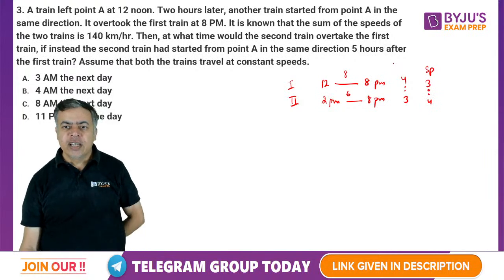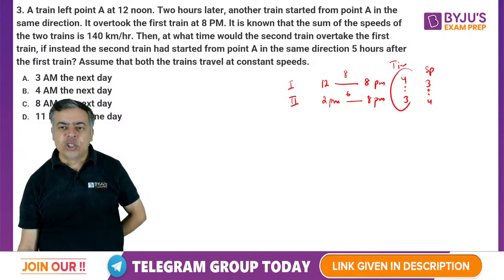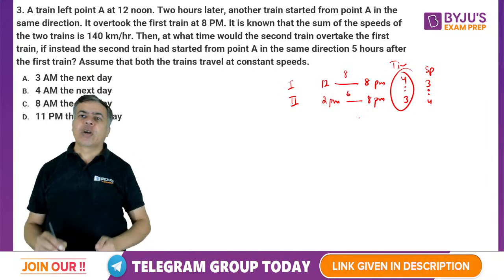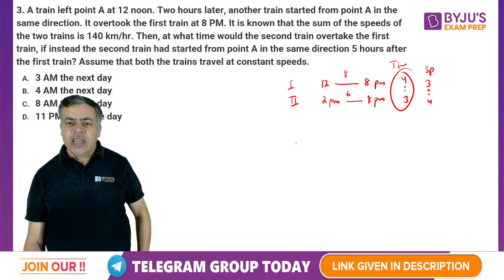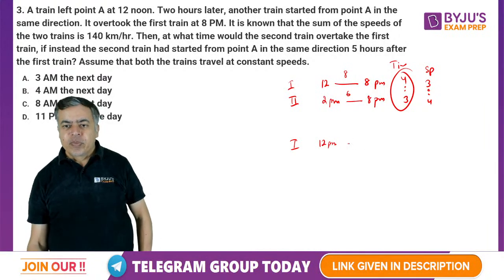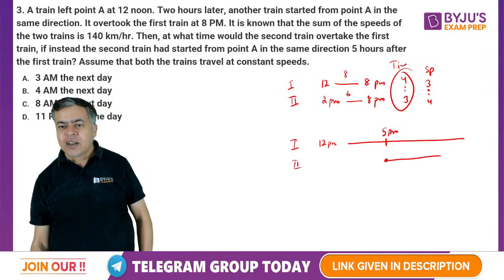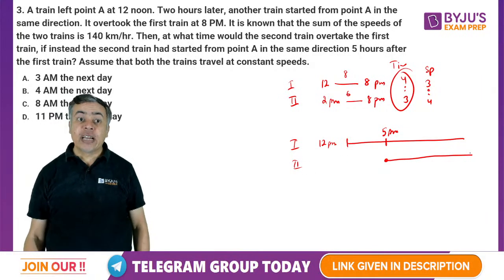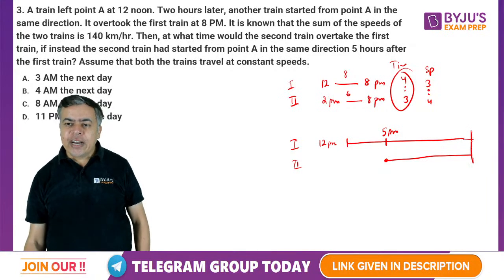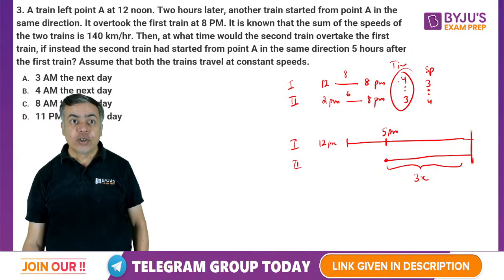Or you can say the time taken will remain 4:3, right? From time taken also you can answer. How? Now the first train started at 12 p.m., and at 5 p.m. the second train starts. I'm just looking at the time, and they will overtake at the same time. So this time taken for the second train must be 3x because it is 4:3.